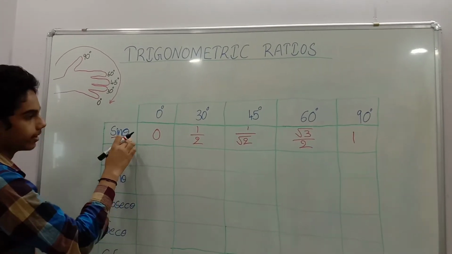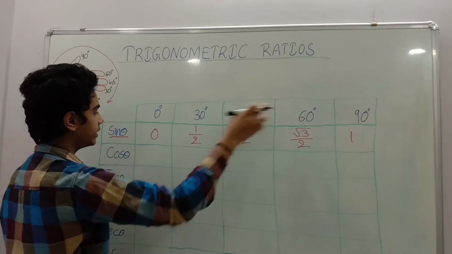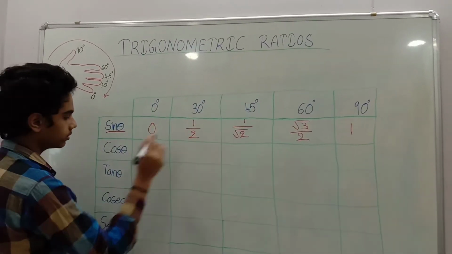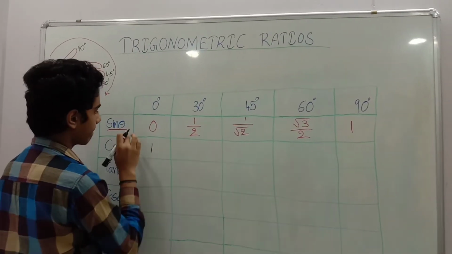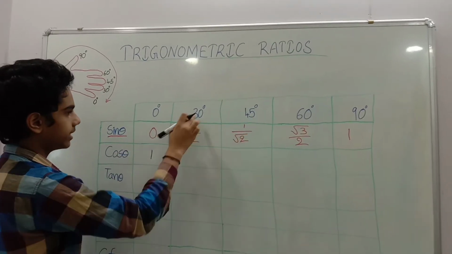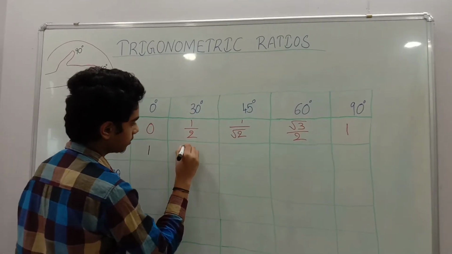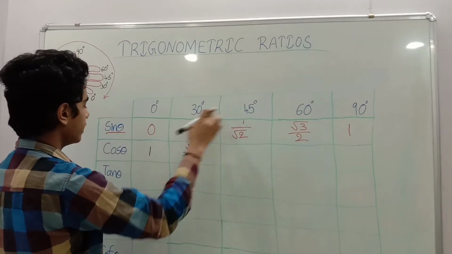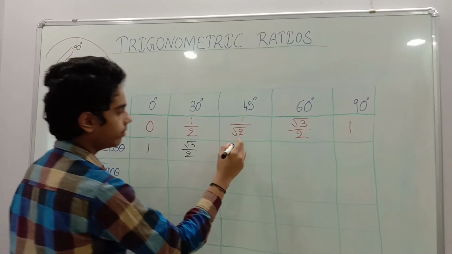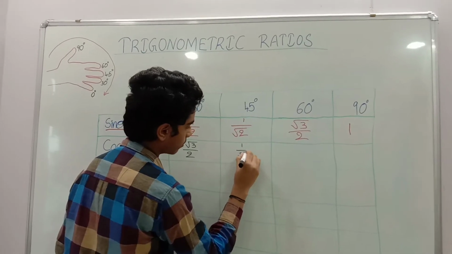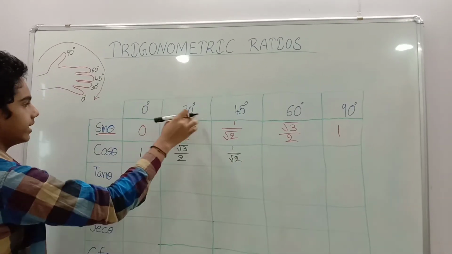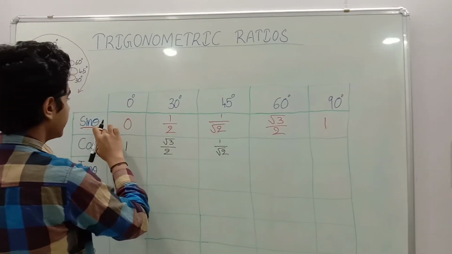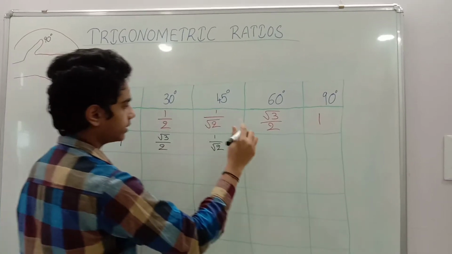Let's use the second way. Sin 90 is nothing but cos 0, so cos 0 is 1. Sin 60 is cos 30, and cos 30 is root 3 by 2. Now sin 45 is again cos 45. Both are the same, 1 by root 2, 1 by root 2. Now sin 30 is cos 60. Sin 30 we have 1 by 2, so cos 60 is 1 by 2.